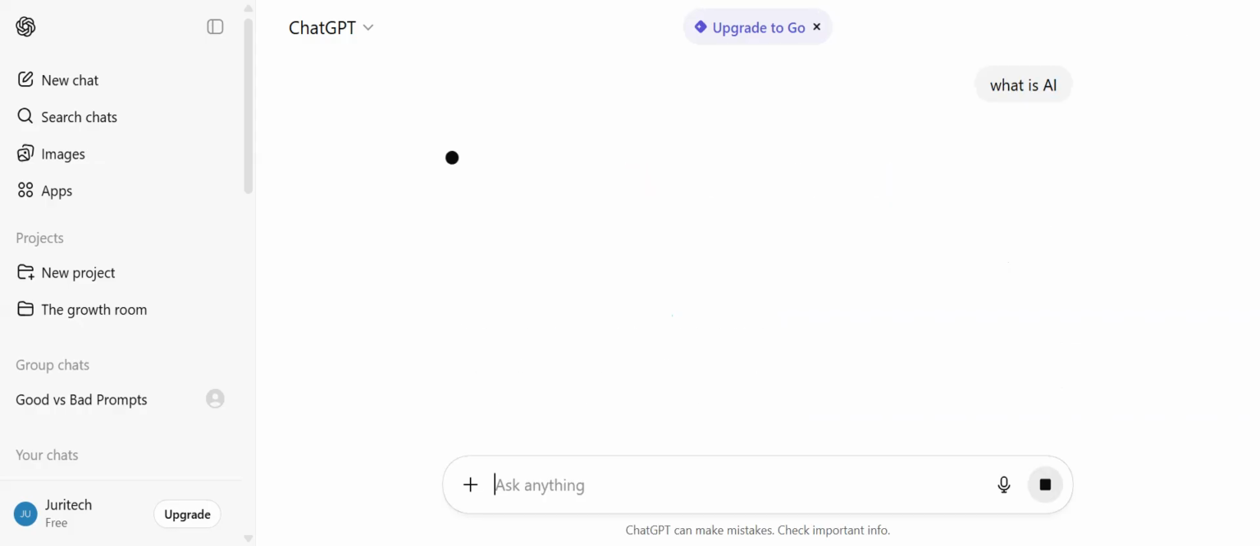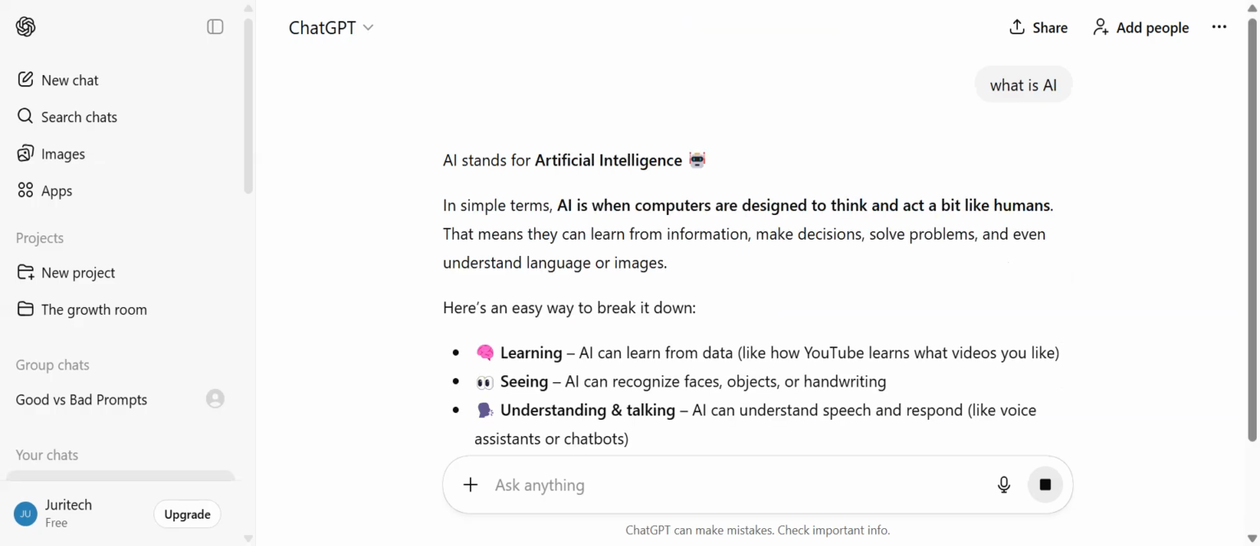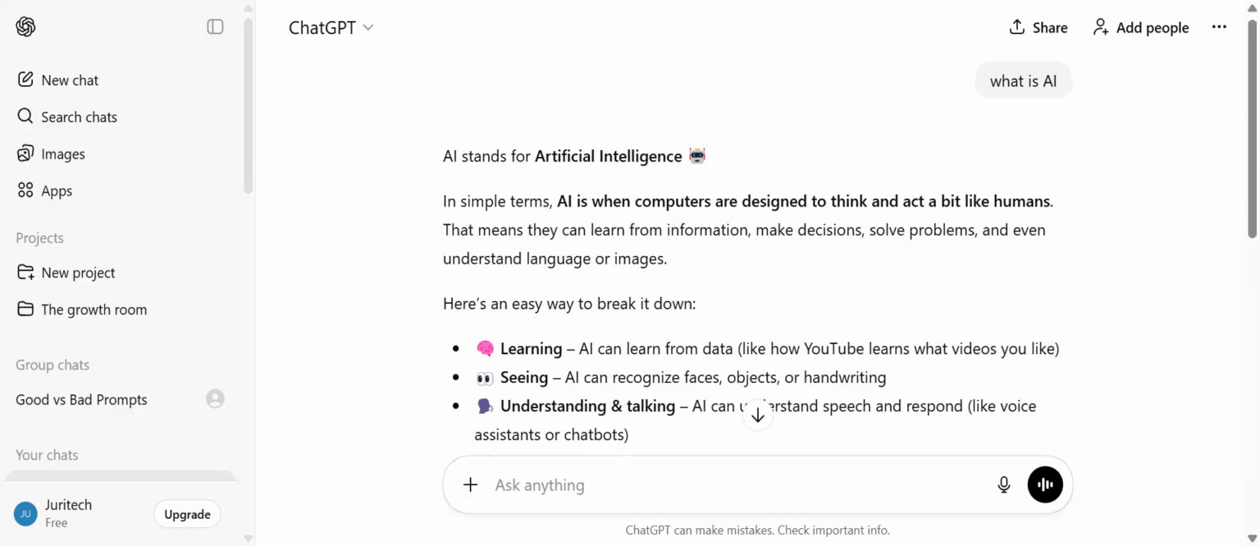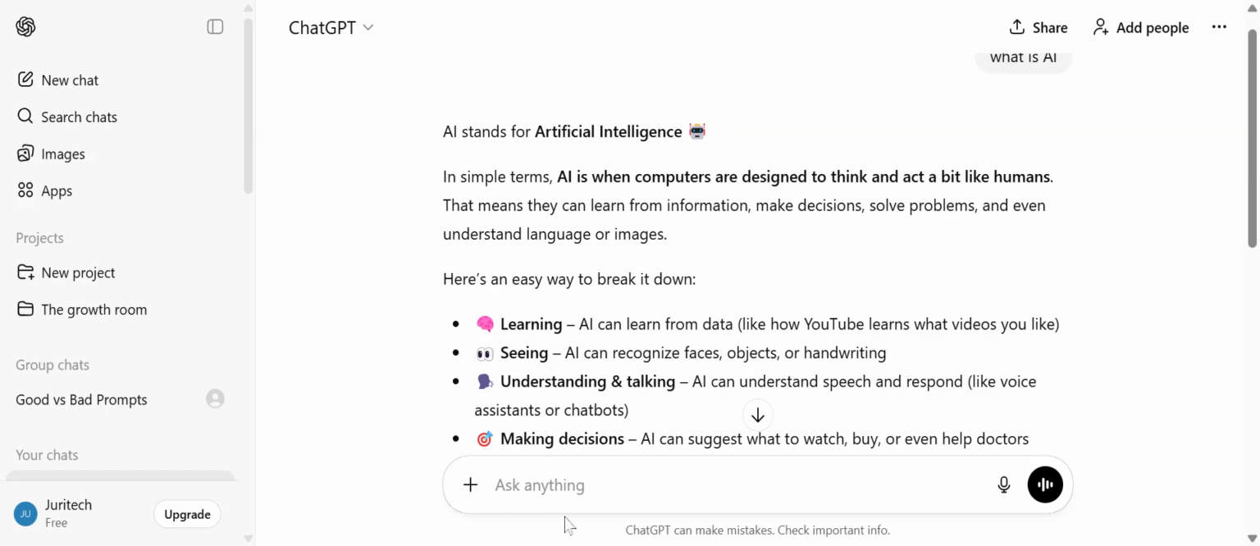So let's see the answer it's going to give us. It says, in simple terms, AI is when computers are designed to think and act a bit like humans. I think this is a bit simpler, so this is still something you can break down. But now let's see.